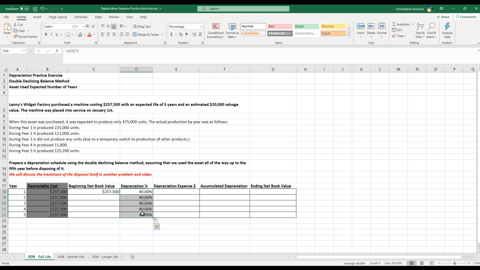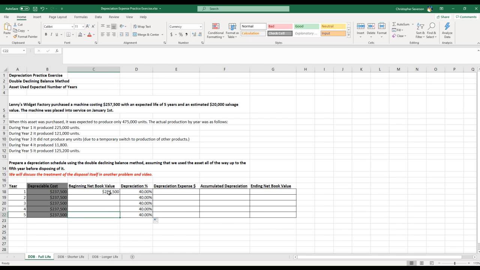But obviously we don't want to depreciate 200% of our cost. That makes no sense. So that's where the declining balance portion of the name comes into play. We now know where double comes into play. It's double the straight line rate. The declining balance that we're talking about is the beginning net book value. Every year that's going to be a declining balance because we're depreciating more and more of the asset's cost.